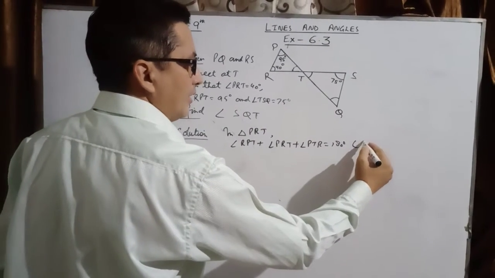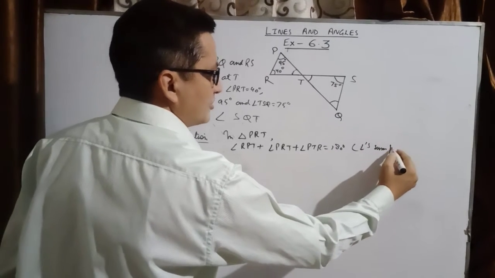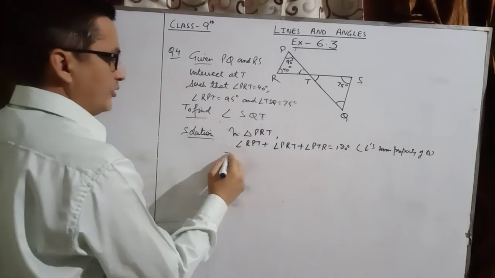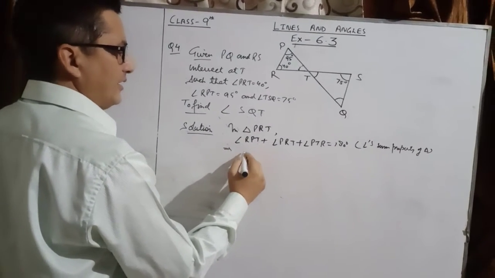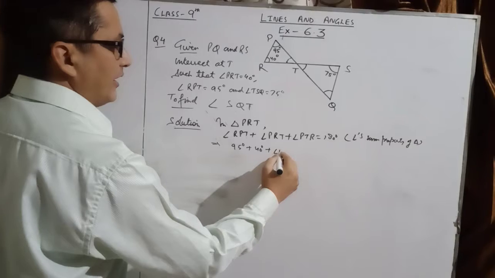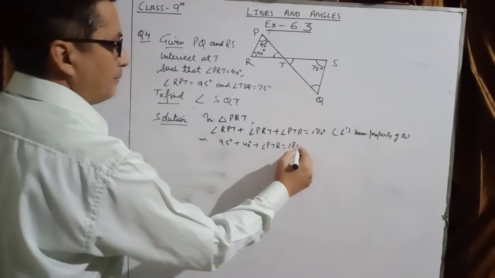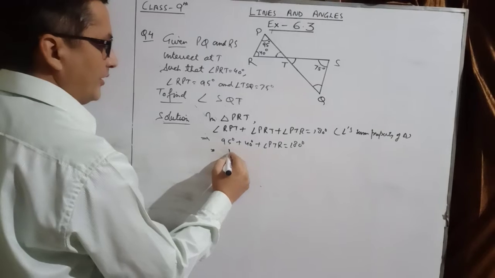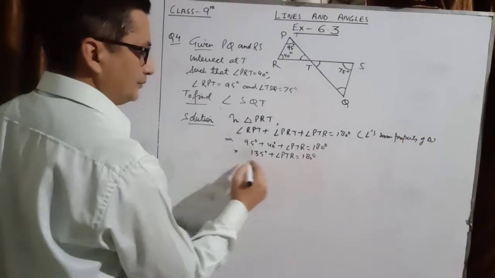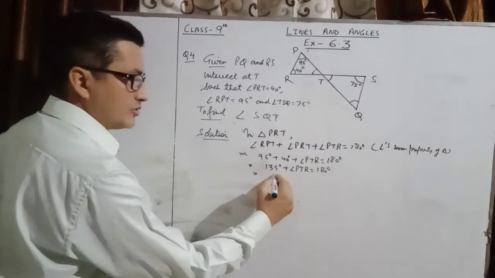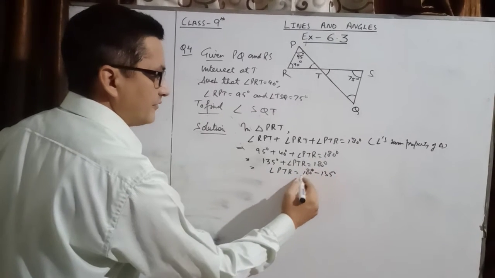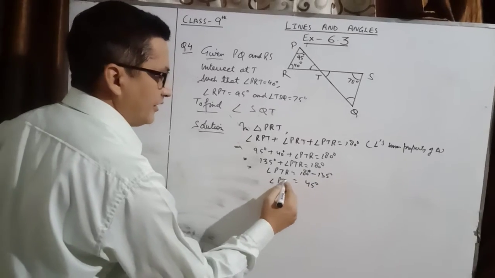Reason? Angle sum property of triangle. Now put the values. Angle RPT is 95 degree, angle PRT 40 degree, and thus we can find out angle PTR. 95 plus 40 is 135 plus PTR is equal to 180 degree. So therefore angle PTR is equal to 180 minus 135, which is 45 degree.